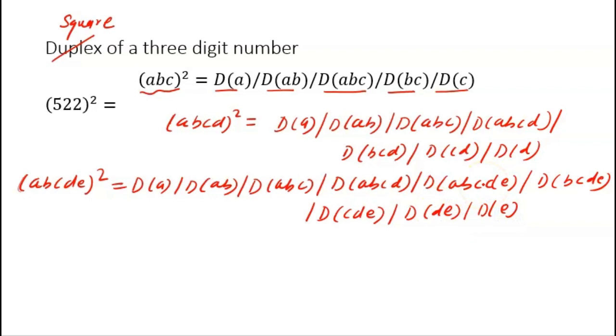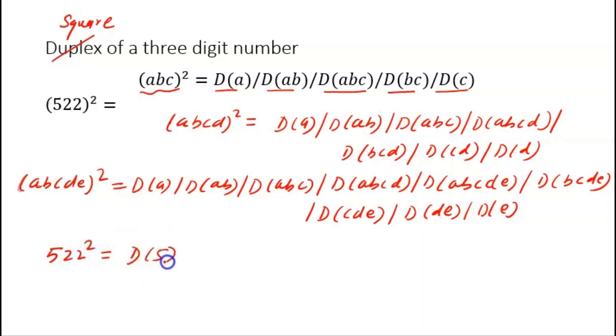Some of you might be thinking that it is going to take a lot of time, but this will be very useful in case we are finding the last few digits. I will explain through some examples, don't worry. So look at this 522 square, just quickly solve this problem. So 522 square is what?